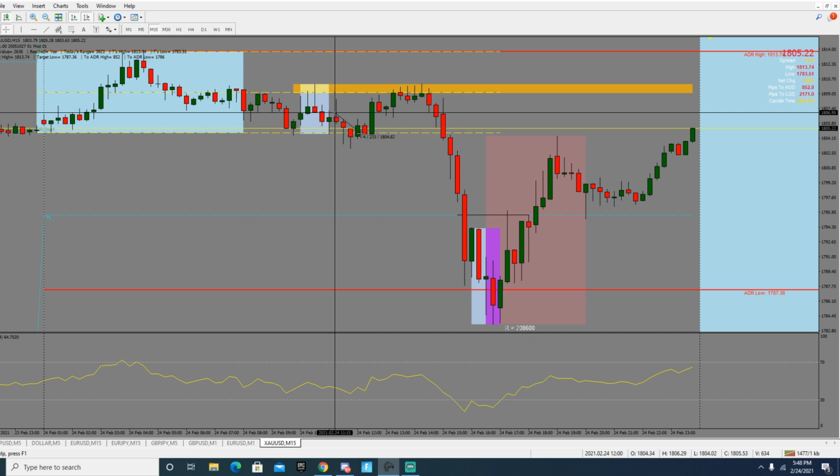We want to see it break through the Asian low and continue all the way down, right? We're either going to take profit at yesterday's low, which would have been down here for 100 pips, or we're just gonna hold it until it shows us that they want to start coming back up.